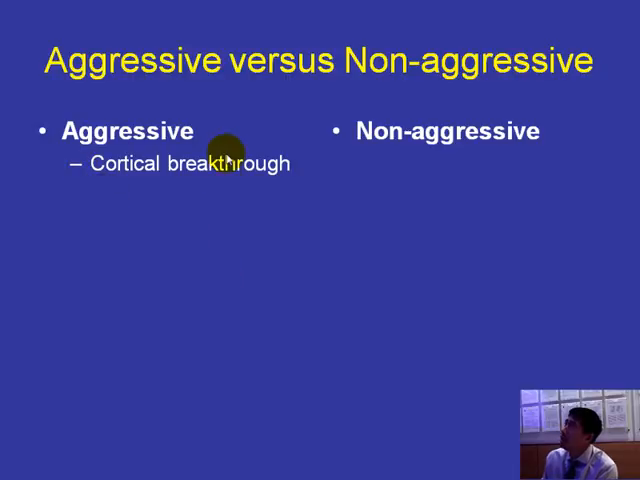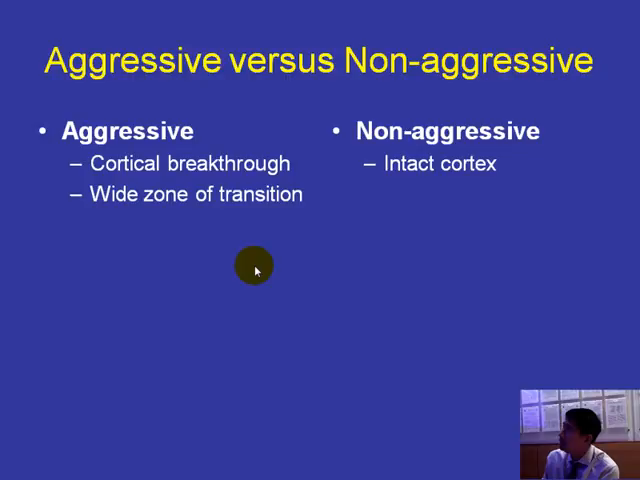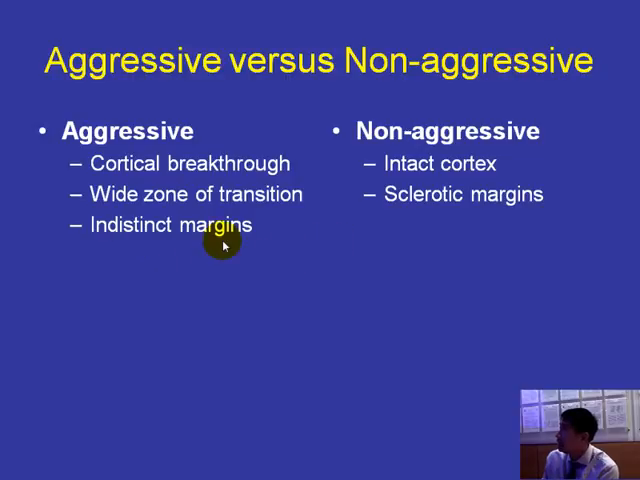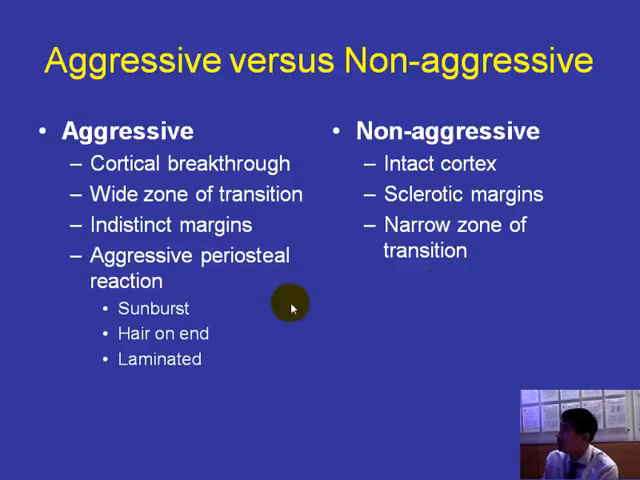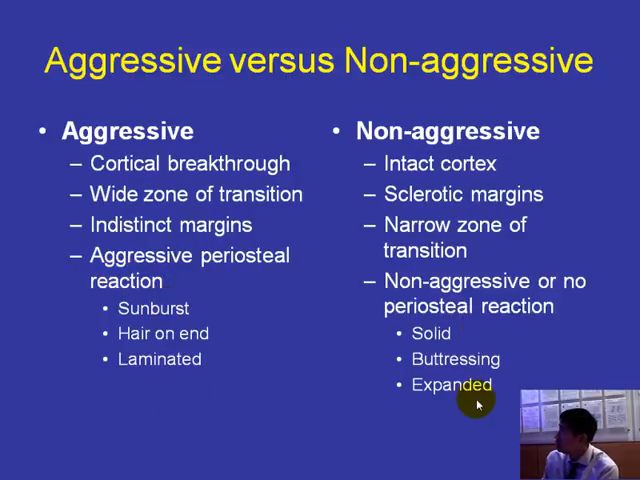So there's cortical breakthrough, that's aggressive, and non-aggressive, the intact cortex. Wide zone of transition for aggressive. Sclerotic margins or narrow zone of transition for non-aggressive. Indistinct margins for aggressive. Aggressive periosteal reaction, which we talked about. Non-aggressive periosteal reaction. Soft tissue mass basically puts it in the aggressive category.